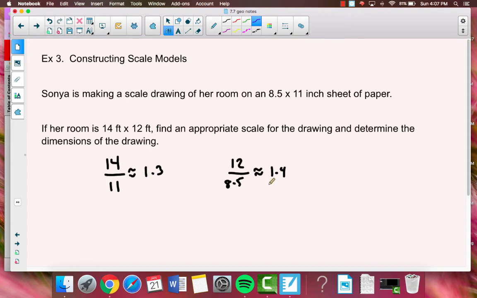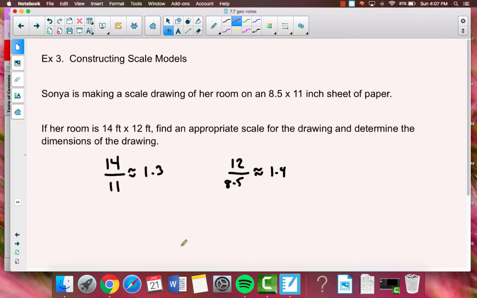And obviously you want to pick a scale that's really nice to work with. So you don't want to pick something like 1.275, because that's not a very easy scale to measure out. Instead, you want to pick something in halves or whole numbers. But you don't want to go too big, because if you make your scale too large, your drawing is going to be really, really tiny and not use up the space that you need.